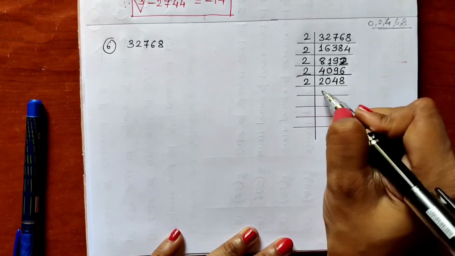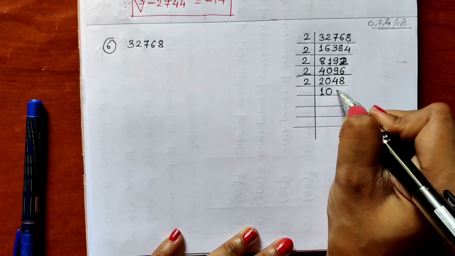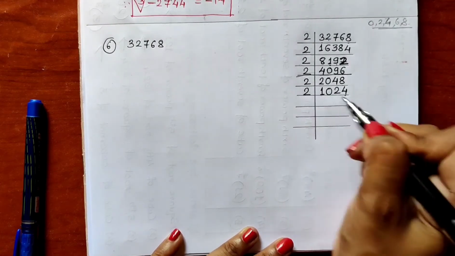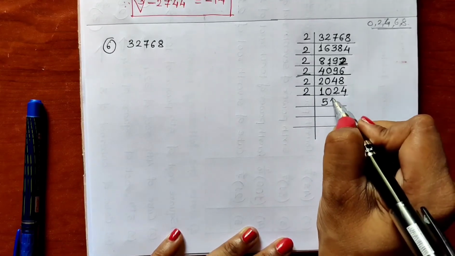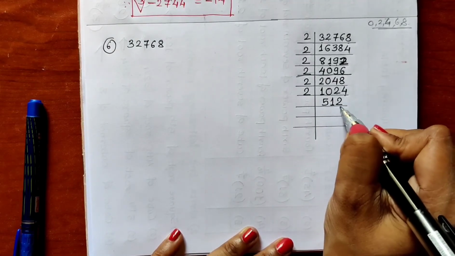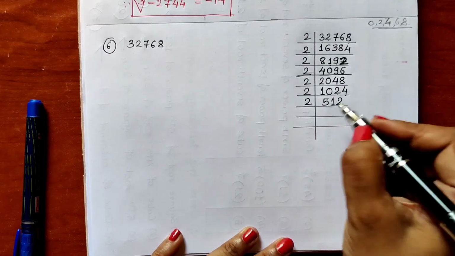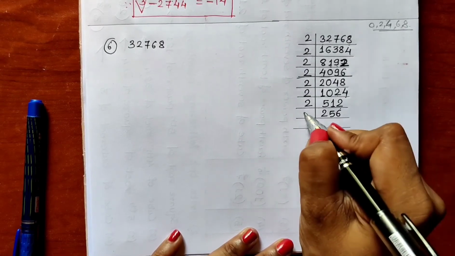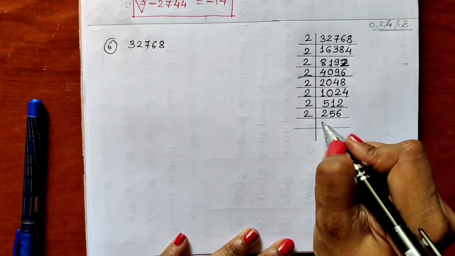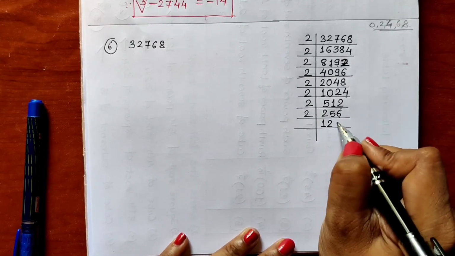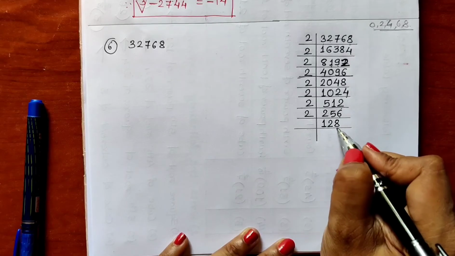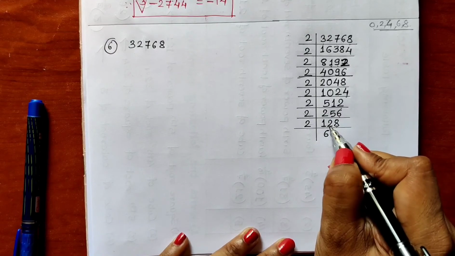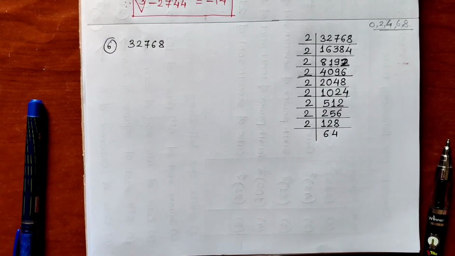Again divisible by 2. 2 1s are 2, 2 0s are 0, 2 2s are 4, 2 4s are 8. Again 4 we have got in the unit place, again divisible by 2. 2 5s are 10, 2 1s are 2, 2 2s are 4. Again 2 in the unit place, again divisible by 2. 2 2s are 4, 2 5s are 10, 2 6s are 12. Again divisible by 2 because 6 is in the unit place. So 2 1s are 2, 2 2s are 4, 2 8s are 16. Again 8 is in the unit place. Again it is divisible by 2. 2 6s are 12, 2 4s are 8.